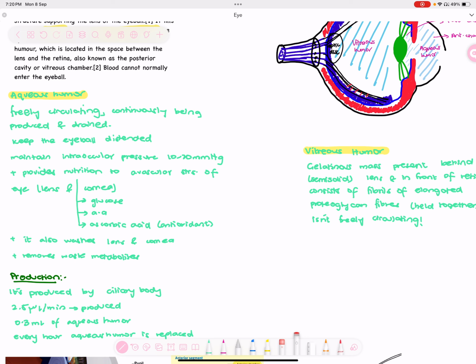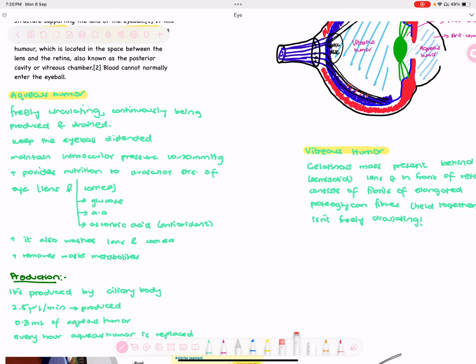Then the fourth important thing is that it washes the lens and cornea. What's the other function? To wash both of these structures. And finally, it removes the waste metabolites. Whatever waste metabolites are present in this region, it will drain them, right? So it will basically remove them.